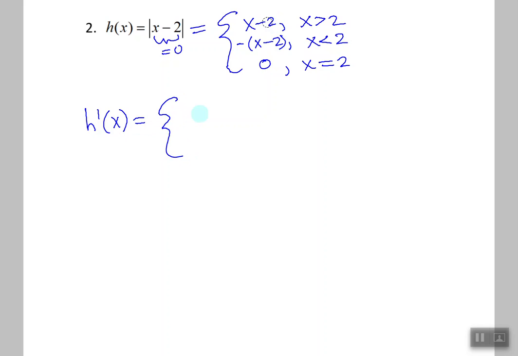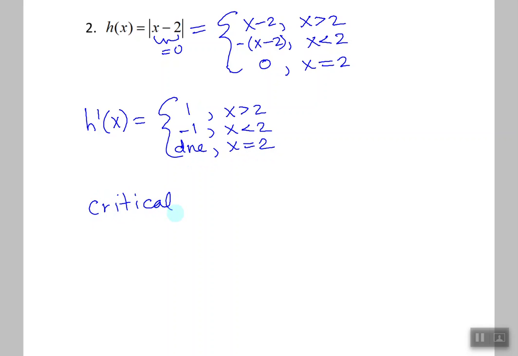So now let's take the derivative h prime of x of each of these pieces. The derivative of x minus 2 is 1, so the derivative is 1 for x greater than 2. The derivative of the second piece will be negative 1, so that's for x less than 2. And the derivative at x equals 2, well, you can't have a derivative at one point. So the derivative does not exist when x equals 2. Now, notice the derivative never equals 0, but the derivative does not exist at x equals 2. So our critical number, we have only one, is x equals 2. And that's because h prime of 2 does not exist.